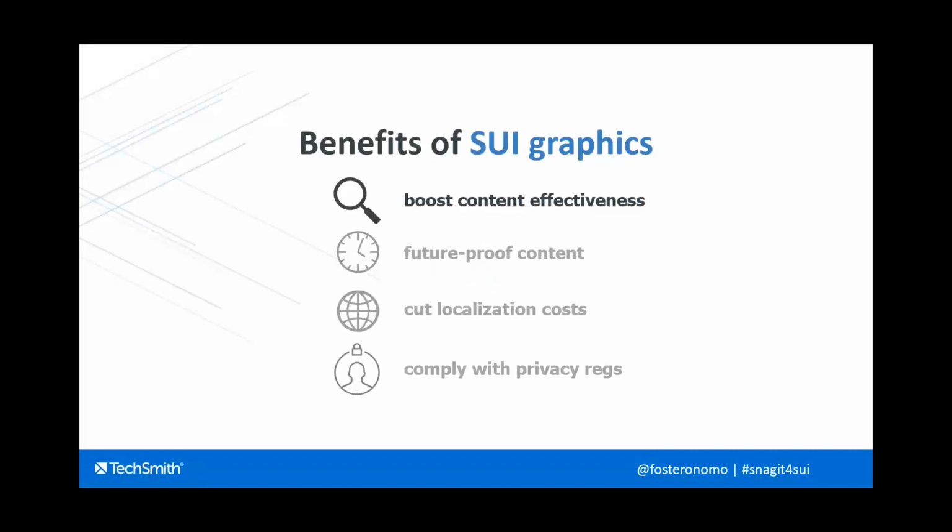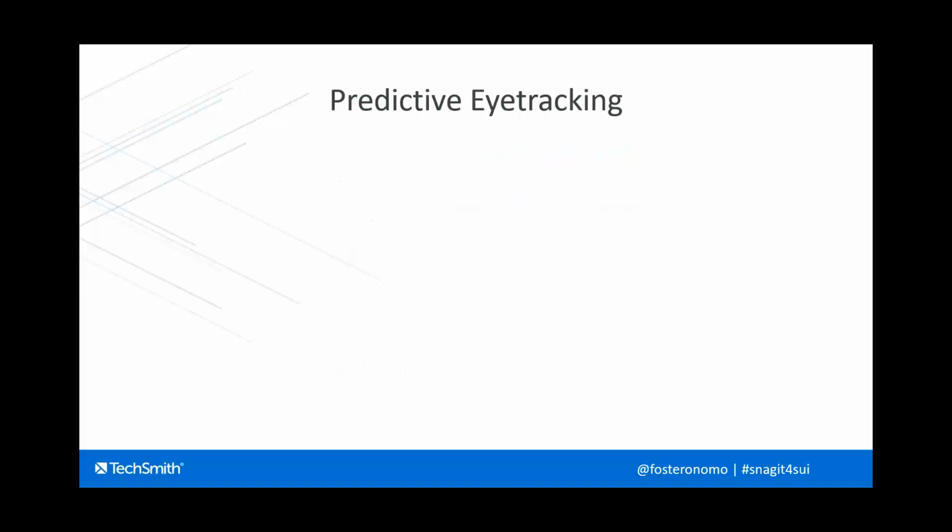Here we go. So yes, a quick recap of the benefits that we've talked about, and then let's focus on this one: content effectiveness, by focusing in for clarity and helping people really follow the steps and be able to not get distracted or confused. That's where this concept of predictive eye tracking comes in and can be a useful tool.